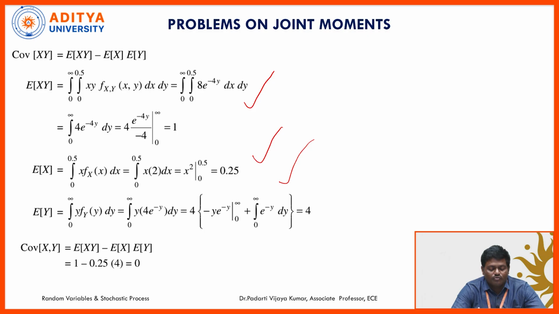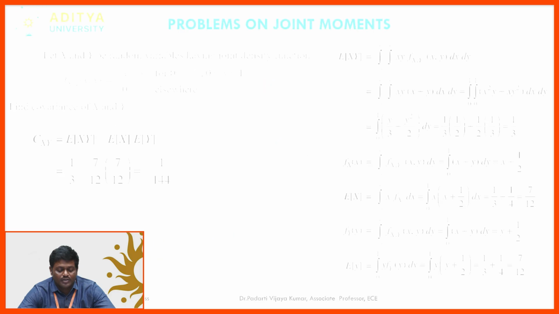So, the correlation formula E of xy is the integral of xy into fxy of x, y dx dy. E of x is x into fx of x dx. E of y is y into fy of y dy. So, totally we will get the covariance as 1 minus 1, which is 0. That means X and Y are uncorrelated to each other.